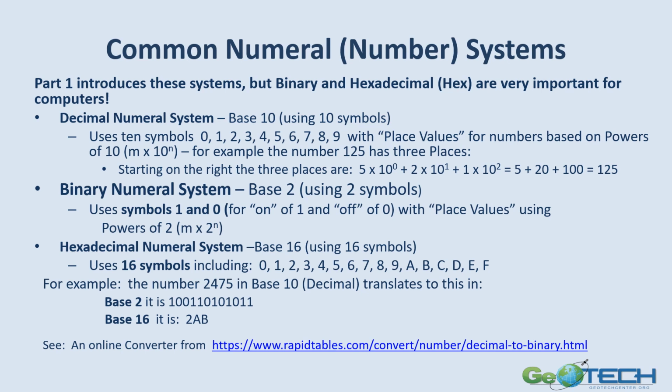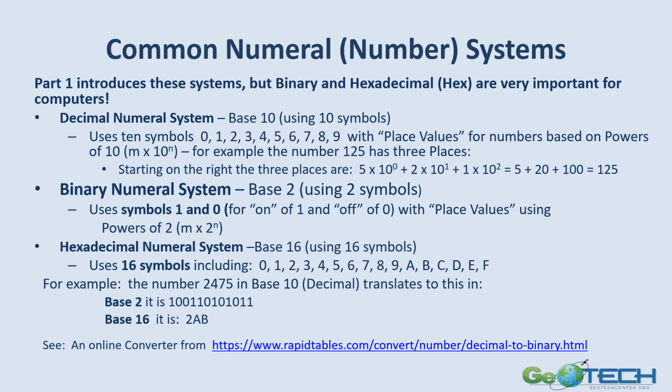But really, if we look at it systematically, when we start on the right, we can see that it is a power of 10. It's 5 times 10 to the 0, plus 2 times 10 to the first power, plus 1 times 10 to the second power, and we can add those together to get our 125. It's a bit different with the base 2, and we're going to look at some of those, but they also have place values by powers of 2.